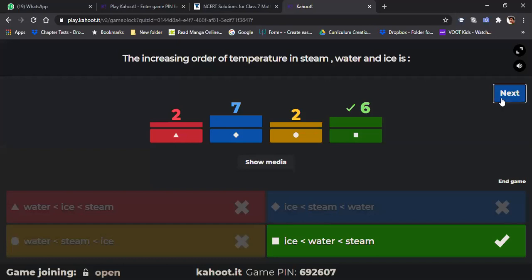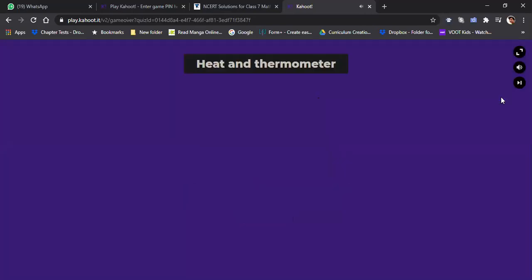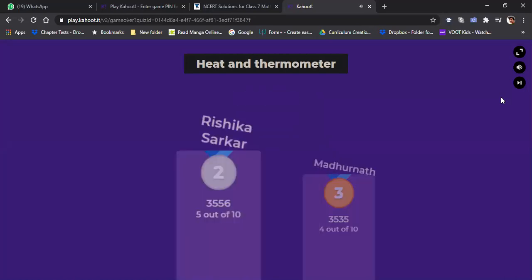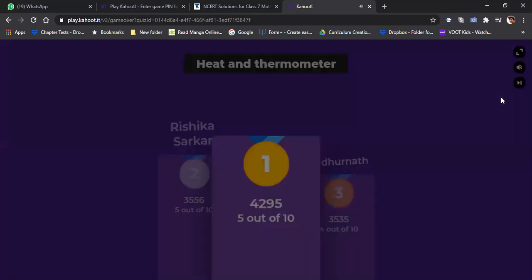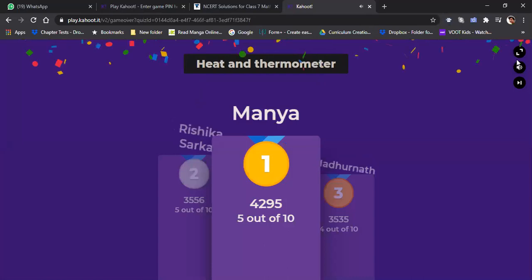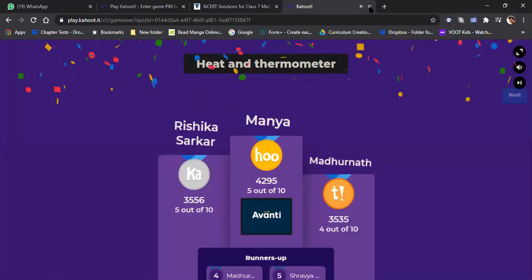So let's see who's the topper. Okay, let's see the podium. Third, Madhur. Second, Rishika. Very good. First, who is first? Manyata. Yes, very good.